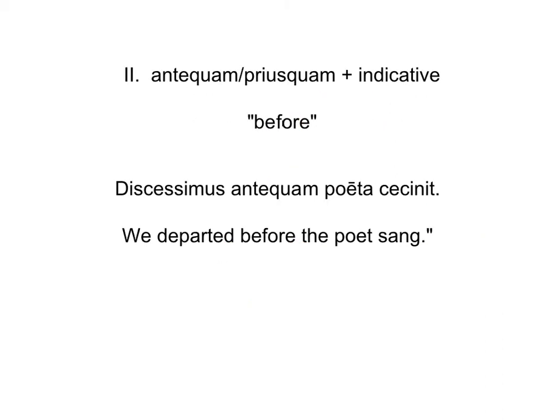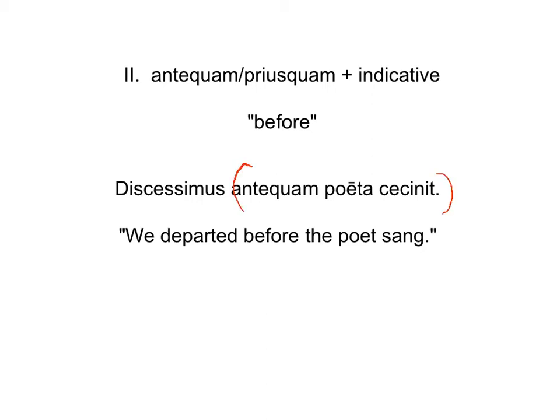The second set of subordinating conjunctions is antequam or priusquam, followed by the indicative. This simply means before. Again, no difference in meaning, and it's before because it's factual. Because it's followed by the indicative, you're talking about an actual event. We departed before the poet sang. Here you've got your subordinate clause, antequam poeta cecinit. Cecinit is indicative. We departed before the poet sang.